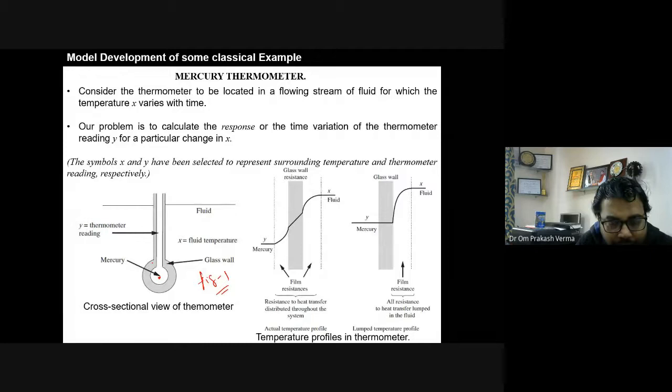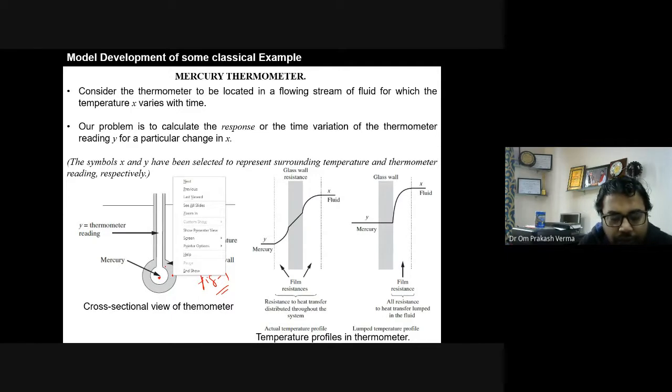This is the glass. You know that when the temperature of the thermometer increases, the mercury expands, and the glass wall also expands, but we are not going to assume that, because we are considering the resistance to be constant. That means we assume constant heat transfer from here to here, okay?